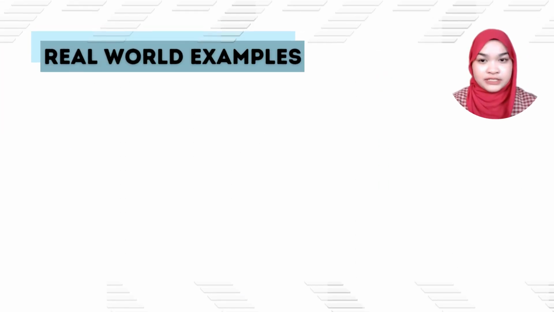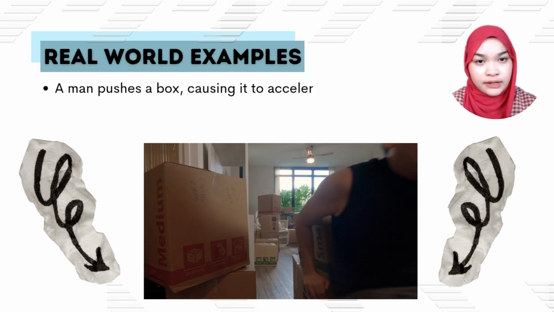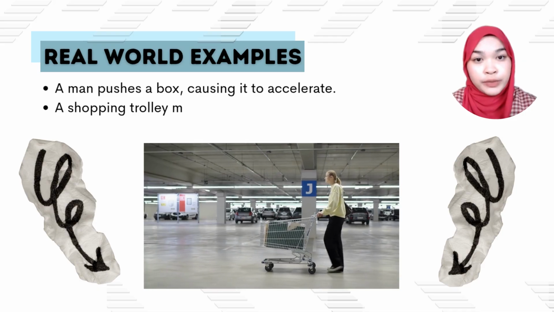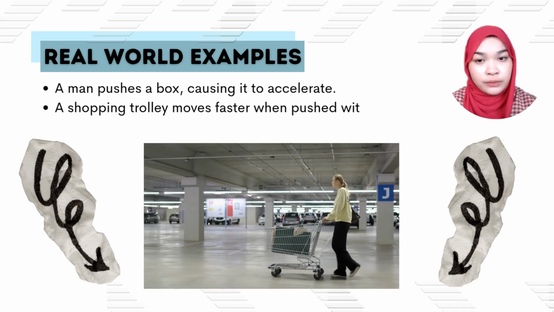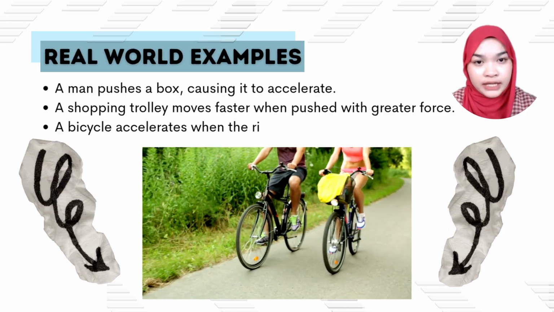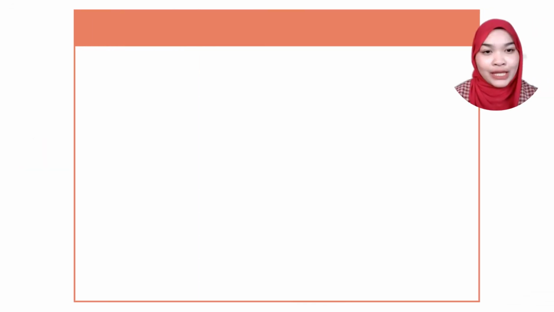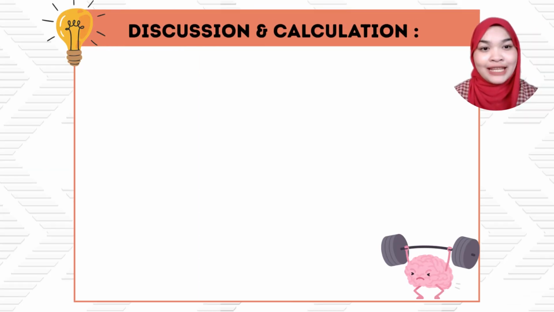Real-world examples. First, a man pushes a box, causing it to accelerate. Second, a shopping trolley moves faster when pushed with greater force. And the last one is a bicycle accelerates when the rider pedals harder. Next, we continue with discussion and calculation.